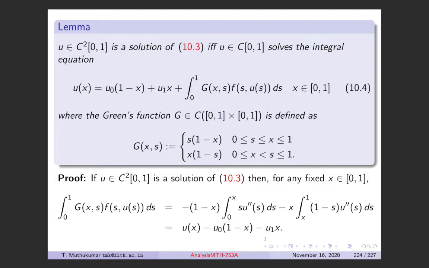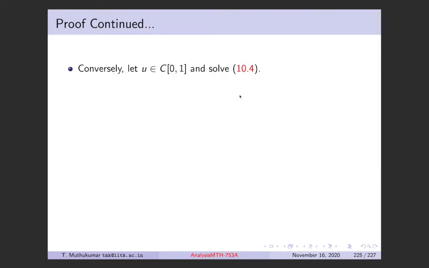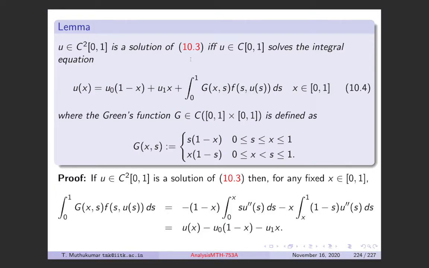So then you will end up with this equation, which is precisely the 10.4 that we have written here. So we have actually shown this fact that if it's a solution of the ODE, which is C2, then U satisfies this equation. Now conversely, suppose U is a continuous function which satisfies 10.4, that is that equation that we had. If U satisfies this, we need to show that U is a solution to the ODE and is C2.